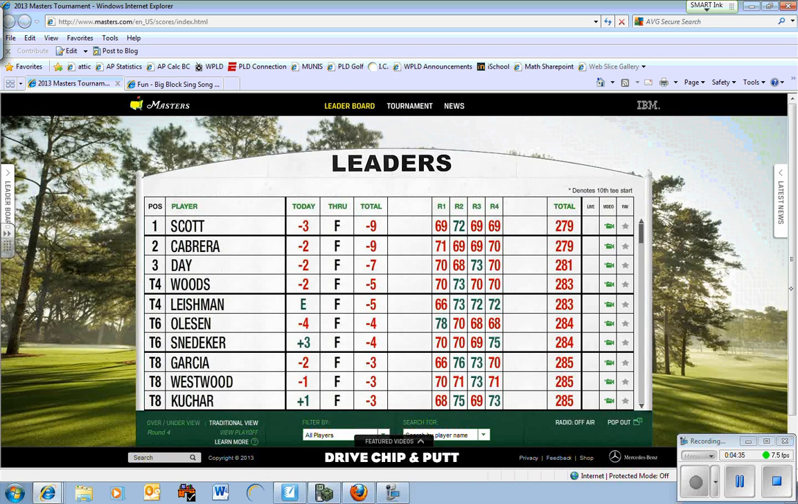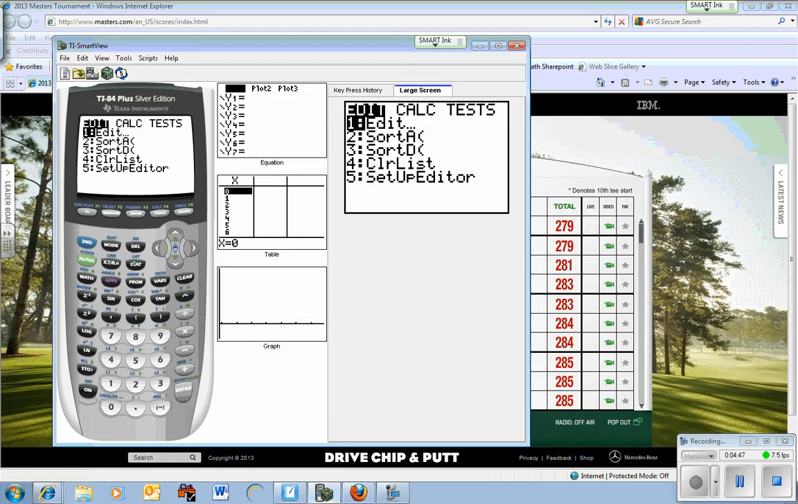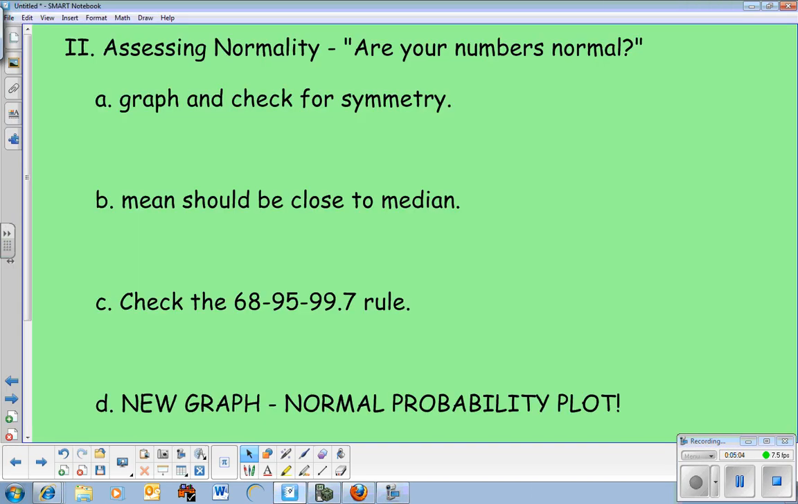from that tournament. All right, so I took all of these scores, the 279, 279, 281. I can't seem to scroll it down, so I'll just show you. I typed all those into my calculator, into my list. Okay, and there are 61 values in that list, all the way up to 304. So what we're trying to do is see, do these numbers appear to be normal? And there's evidence for that or against that. So let's see. You need to write down for sure these A, B, C, and D under assessing normality.